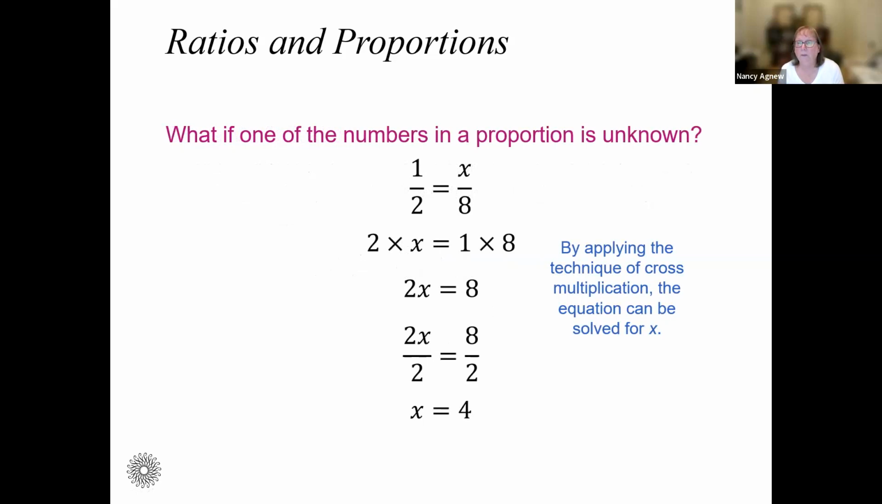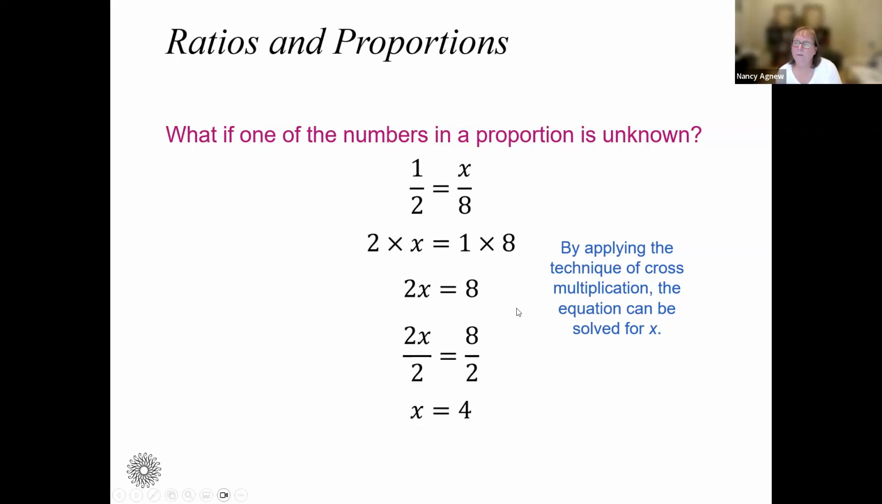So we've got this proportion, 1 is to 2 as X is to 8, because X is the unknown in this situation. So we're going to go ahead and do some cross multiplication here. We're going to multiply 2 times X equals 1 times 8. So I went ahead and rewrote it down here as 2X equals 8.